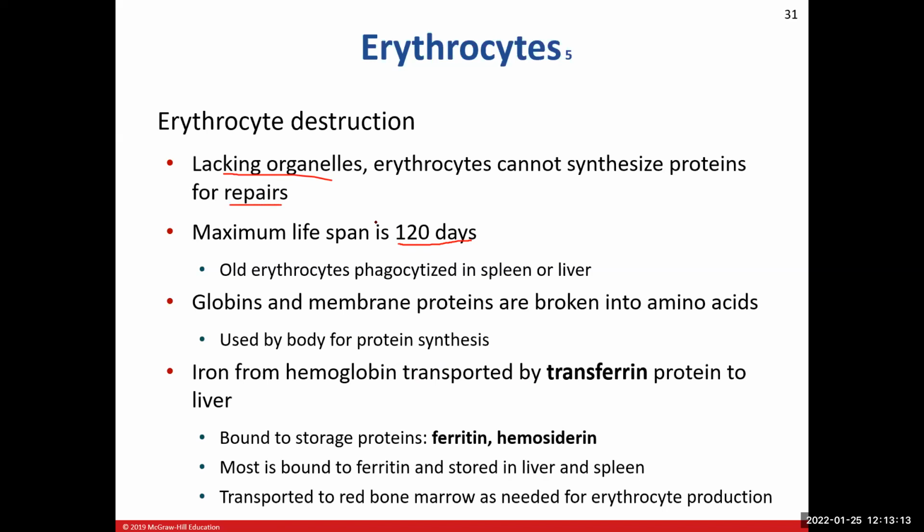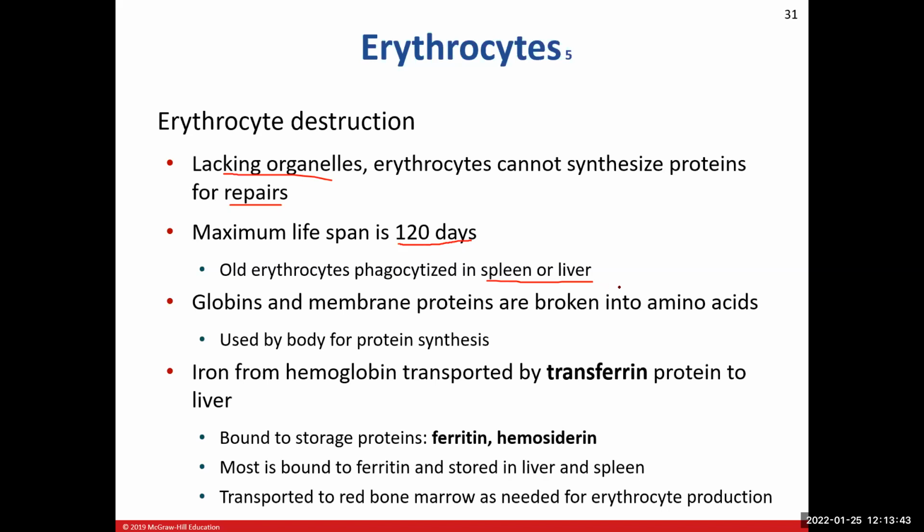So where do they go to die? They go to the liver or the spleen. And they'll go to one of those two organs and become phagocytized. And it's kind of cool how your body does this, because they'll break down the red blood cells, and they like to recycle things, as do a lot of the processes in your body. They like to recycle things. So they break down these red blood cells through phagocytosis.